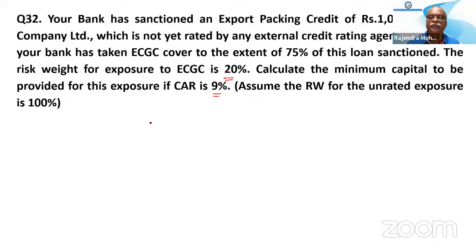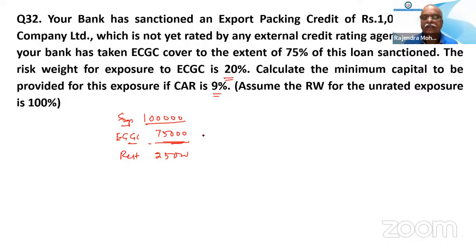You can do it very simple. So exposure is 1 lakh, out of which ECGC coverage is 75%. So 75,000 is the ECGC portion. So the rest amount is 25,000. Total exposure 1 lakh, out of which ECGC cover has been done at 75,000, which carries risk weight of ECGC 20%. And the rest amount carries risk weight of 100%.